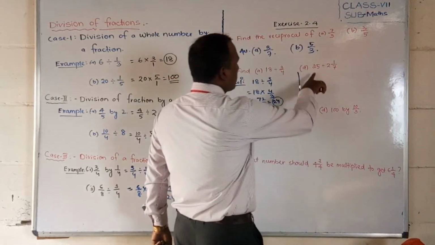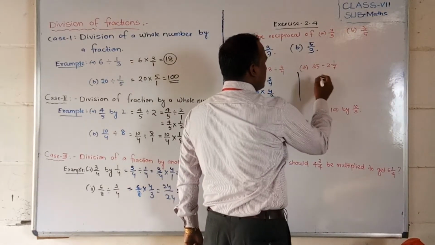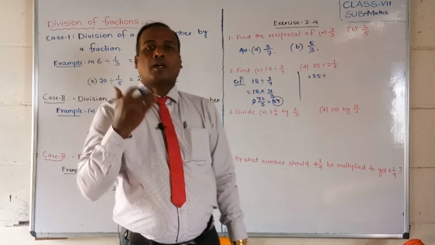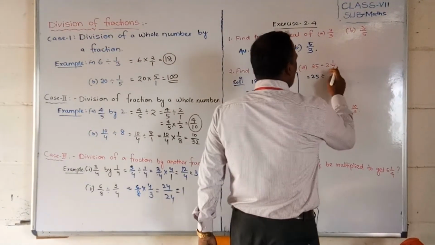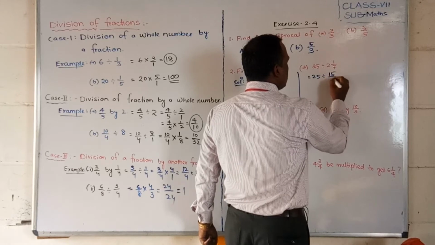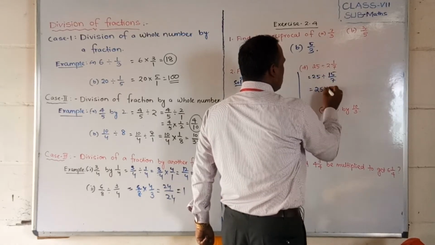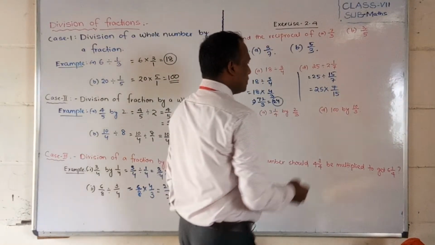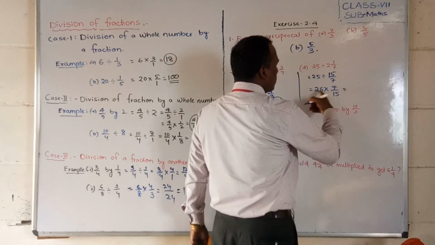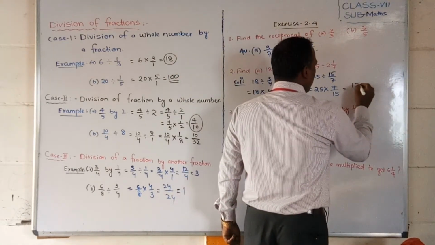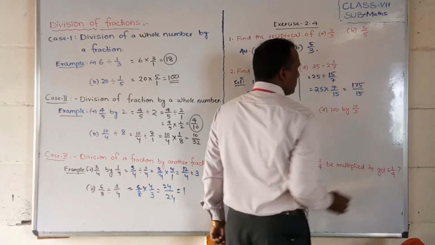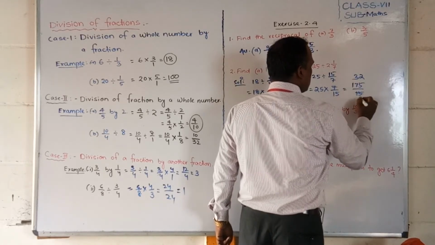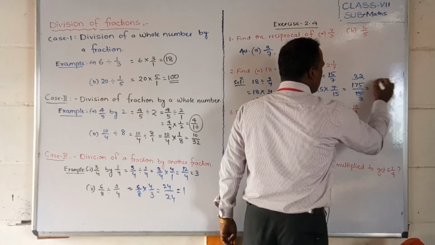The second one also, students, we can do: 25 divided by 2 whole 1 by 7. If there is a mixed fraction, first convert it into an improper fraction. So 2 7s are 14 plus 1 is 15 by 7. So it is 25 into, we change it to 7 by 15. What answer will we get? 25 times 7 is 175 by 15. If you cut by 5, 5 3s are 15, 5 35s are 175. So 35 by 3 is our answer.